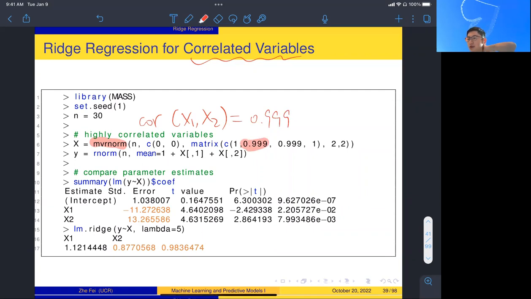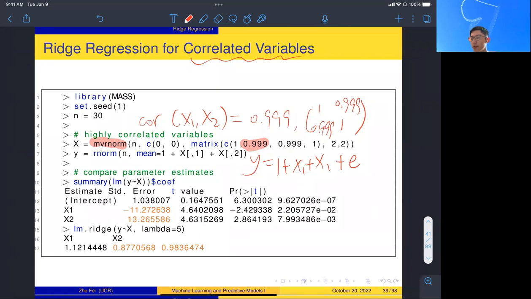because this matrix is the covariance matrix that we specify. So 0.999, like this. So X1 and X2 are highly correlated. And then we simulate Y following this: the mean of Y equals 1 plus X1 plus X2 plus the random error, epsilon.